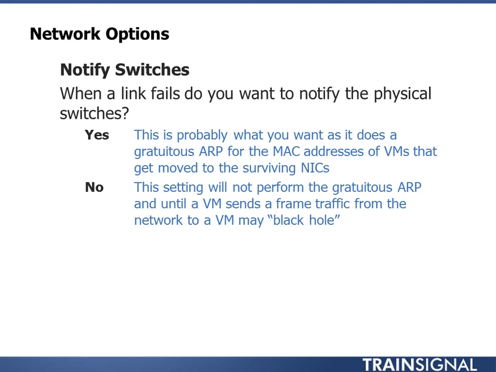Basically, it sends out an ARP. It says, hey, the MAC addresses for these VMs now live on these other NICs, not on NIC 1. It's dead. And so the up-level switches know that, and they start sending all the traffic through the appropriate ports.